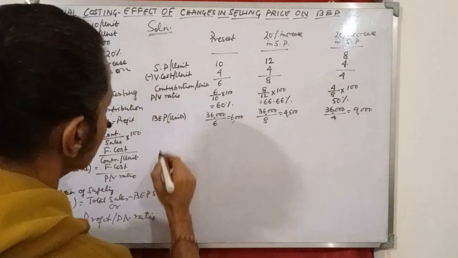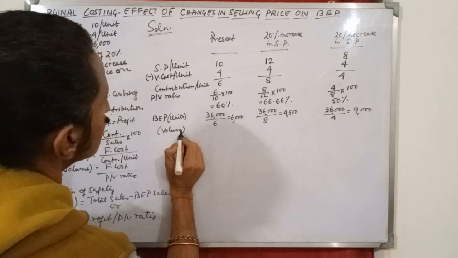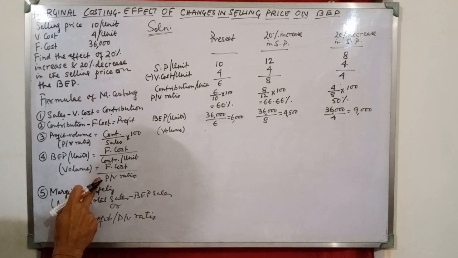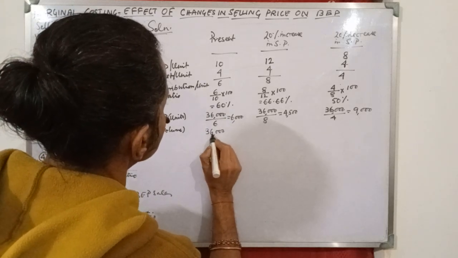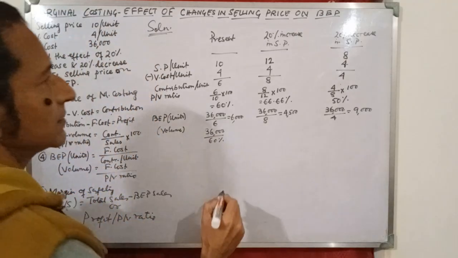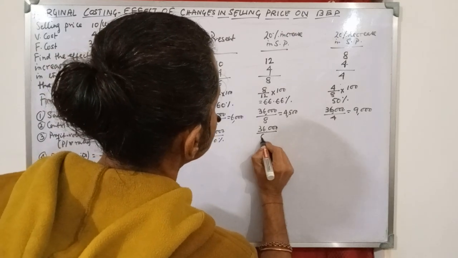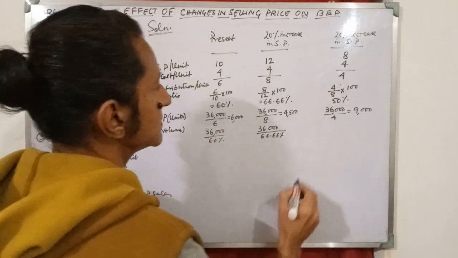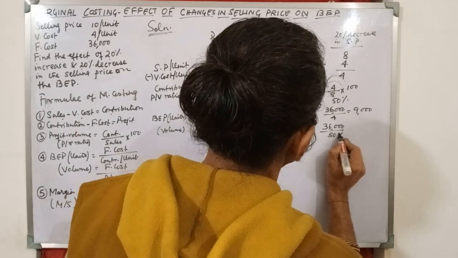And BEP in volume. What is the formula? BEP in volume, fixed cost over PV ratio. So here you get 36,000 over 60%. Here 36,000 over 66.66%, and here it is 36,000 over 50%.